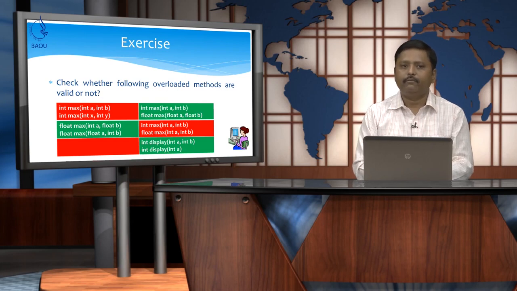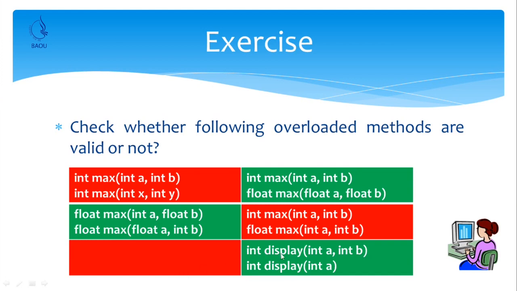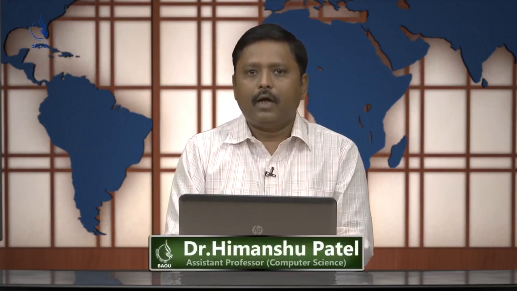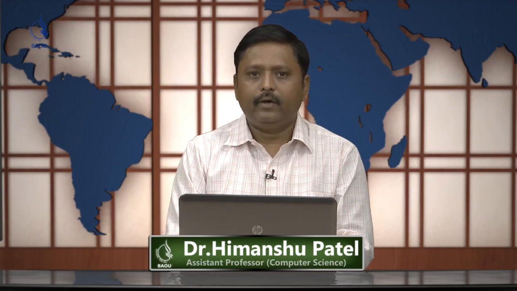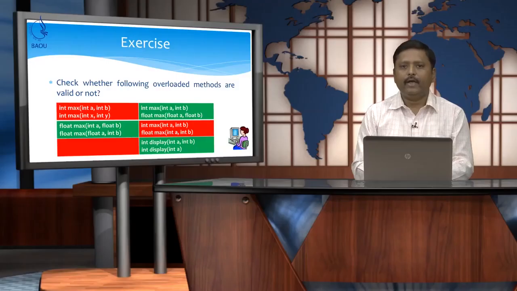The fourth definition we look at is integer max with 2 integer arguments and the return type is float, name is max and 2 integer arguments. Again, in case of method overloading, we can have either a different number of parameters or different types. So, here the only difference is in the return type, which does not matter in case of method overloading. So, this is an invalid definition.